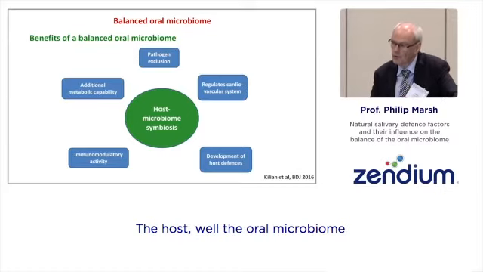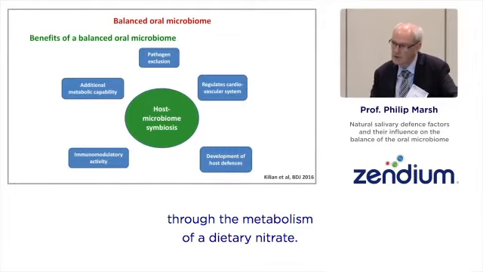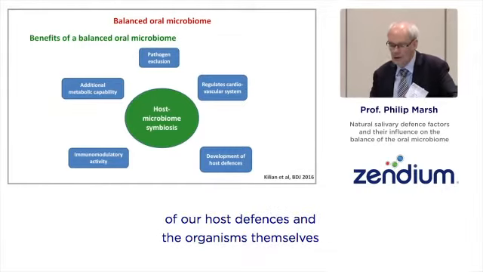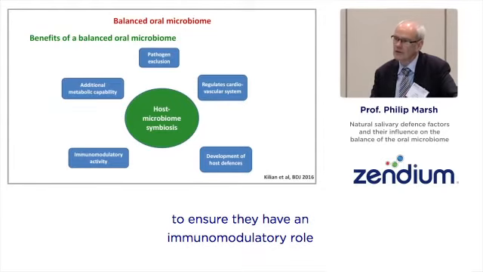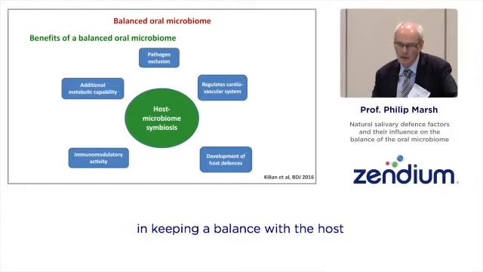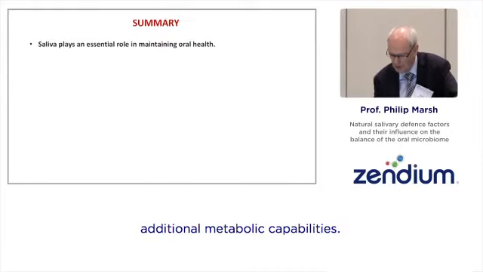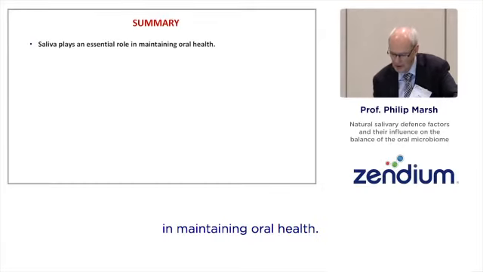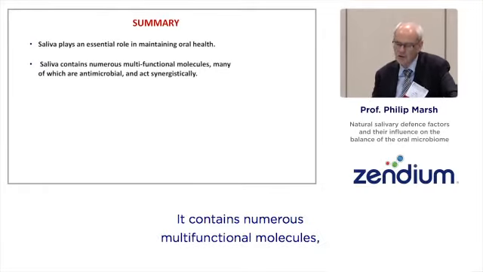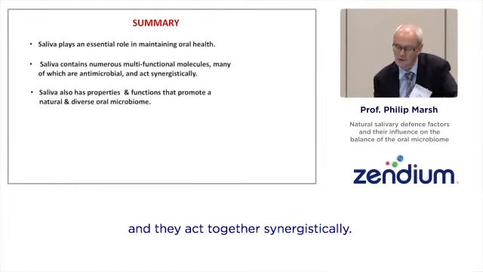The oral microbiome also regulates the cardiovascular system through the metabolism of dietary nitrate. They're essential for the normal development of our host defenses, and the organisms themselves are engaged in crosstalk with the host to ensure that they have an immunomodulatory role in keeping a balance with the host. These organisms also provide additional metabolic capabilities. So in summary, saliva plays an essential role in maintaining our oral health. It contains numerous multifunctional molecules, many of which are antimicrobial, and they act together synergistically.